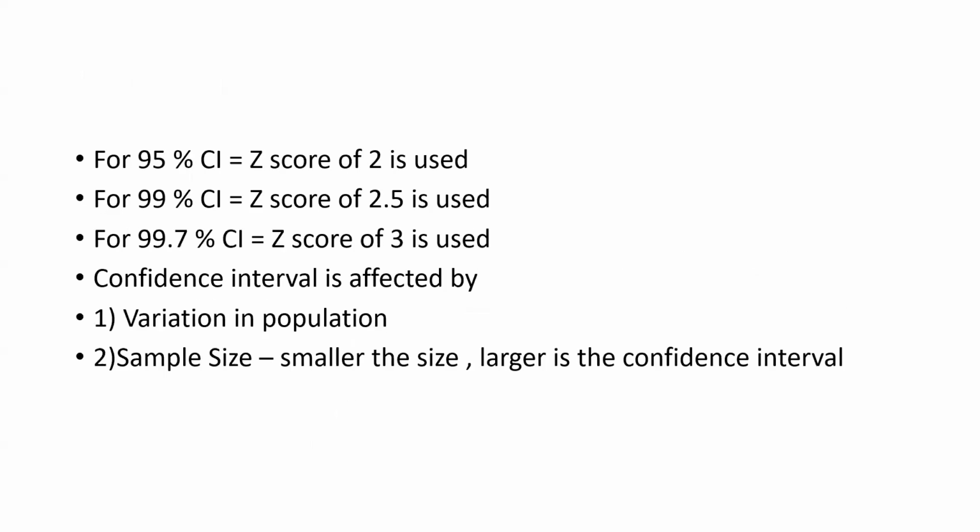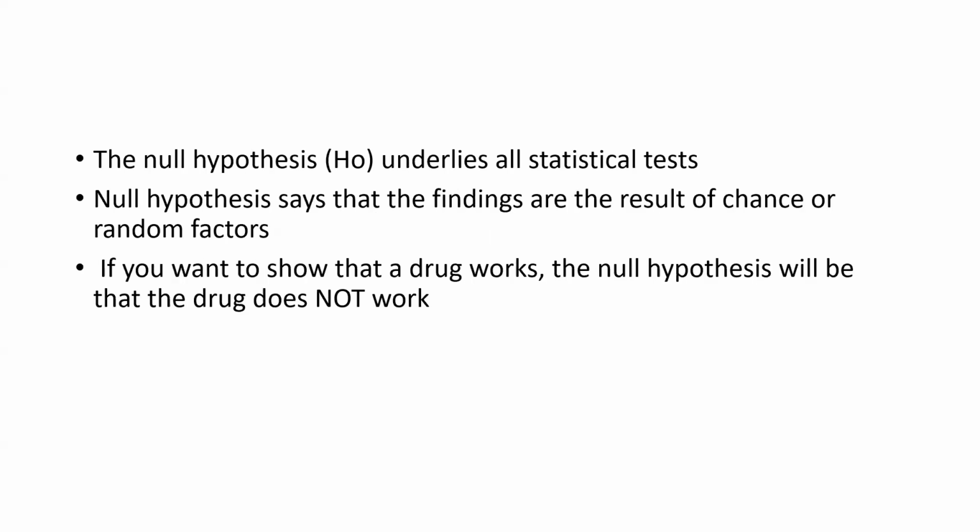A 95% confidence interval is equal to a Z-score of 2. A 99% confidence interval is equal to a Z-score of 2.5, and a 99.7% confidence interval means a Z-score of 3. Confidence interval is affected by the variation in the population and sample size. The smaller the sample size, the larger the confidence interval.